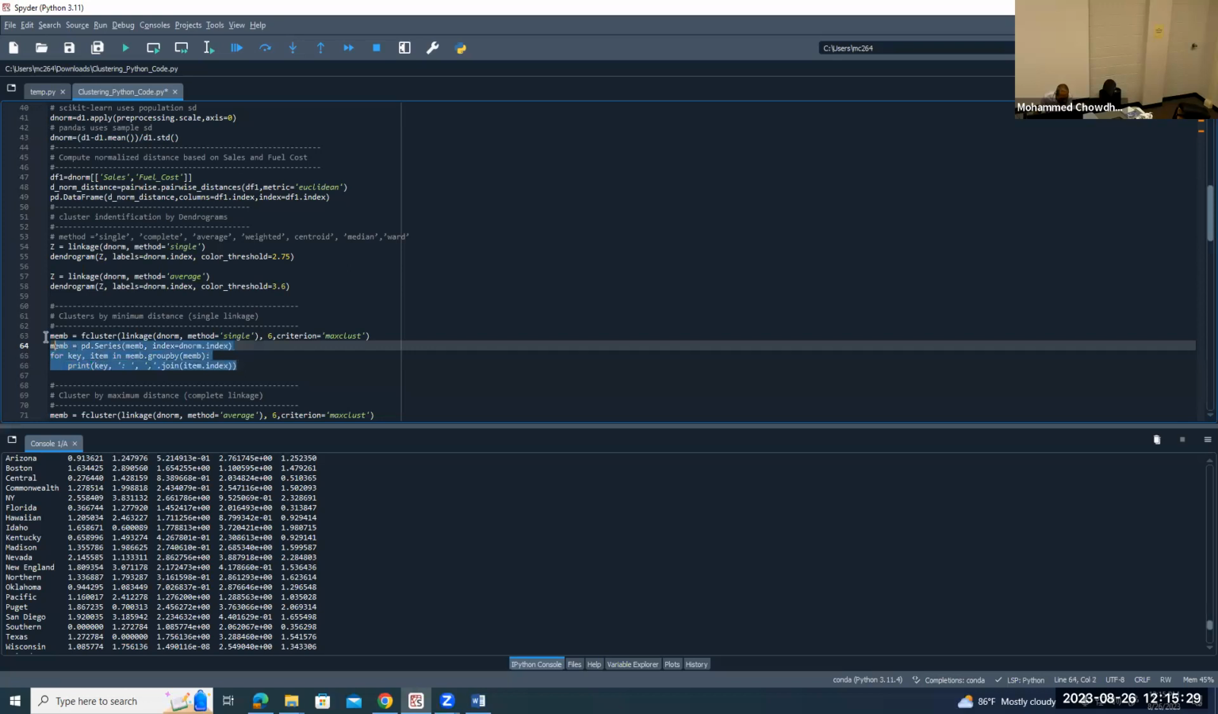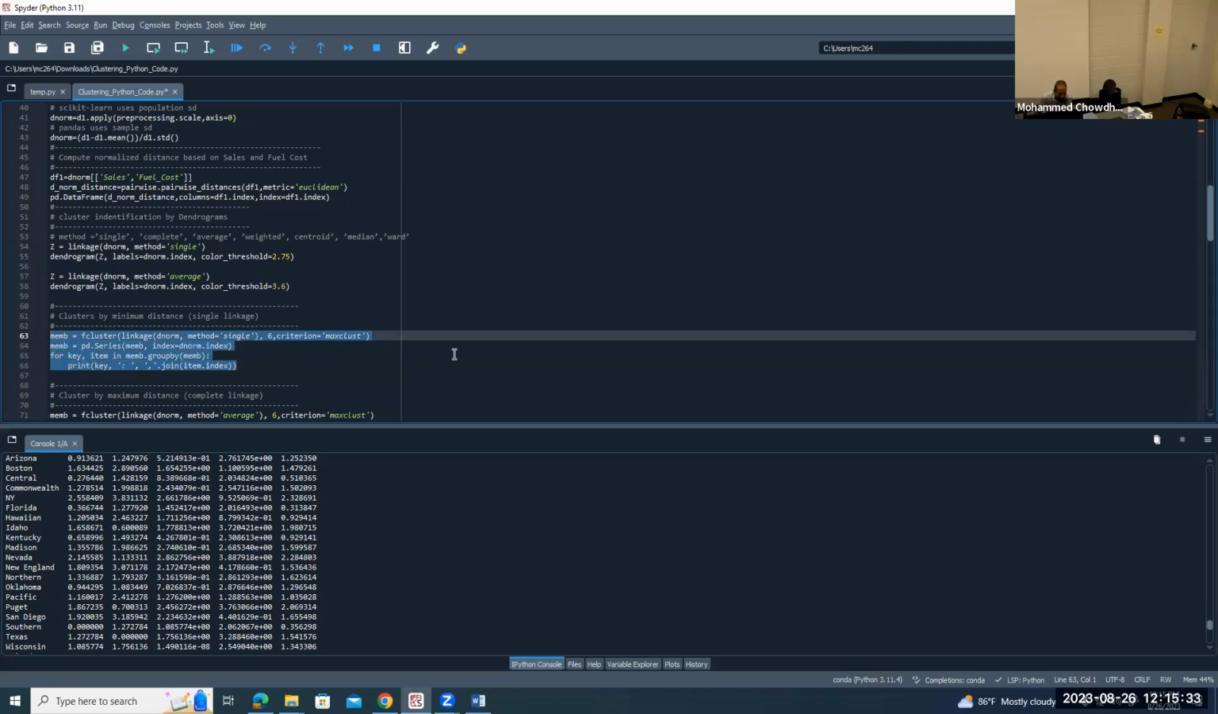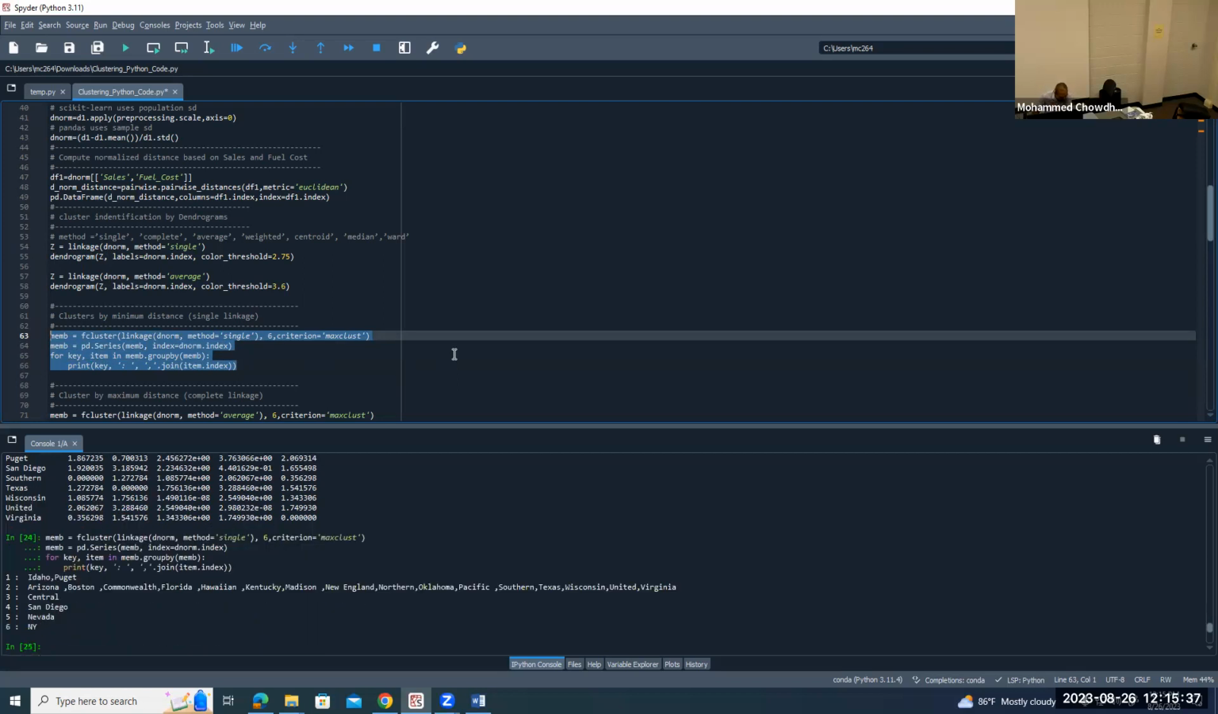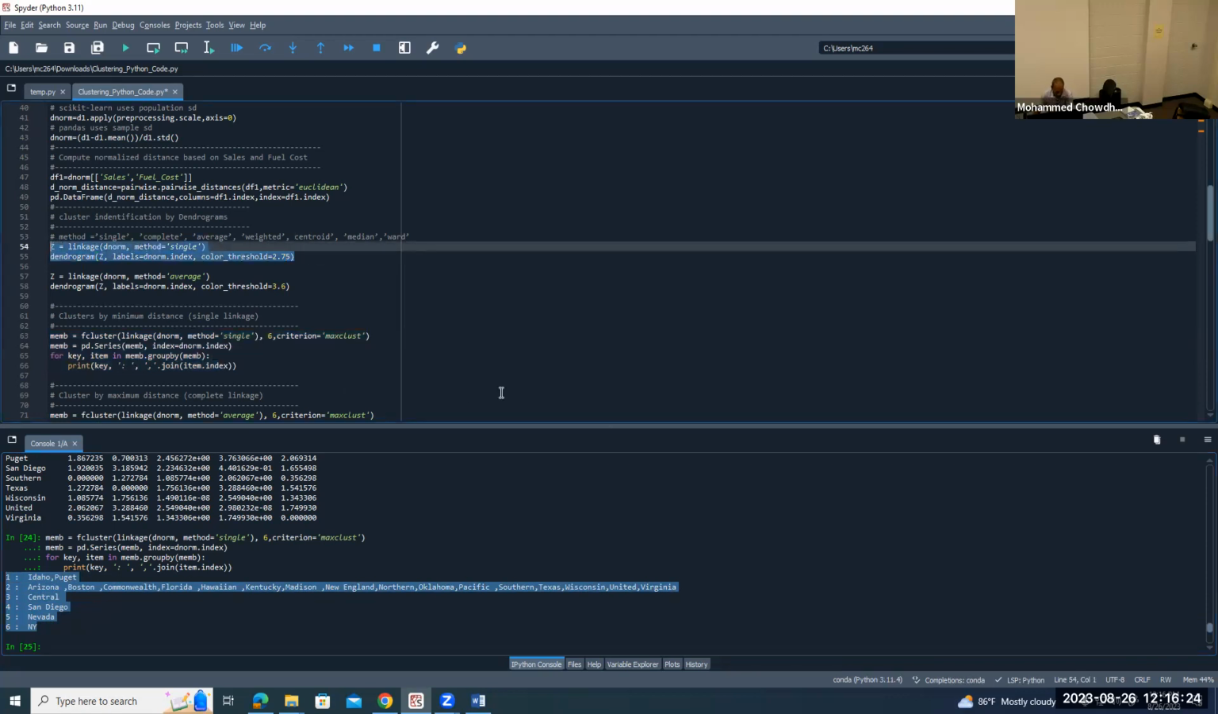Before running the dendrogram, that means the graph, we want to find the clusters by name. Here I found that Idaho and Puget is one cluster. Arizona, Boston, Commonwealth, Florida, Hawaii, Kentucky, Madison, New England, Northern, Oklahoma, Pacific, Southern, Texas, Wisconsin, United, and Virginia is another cluster. Central, San Diego, Nevada, and New York are each a singleton cluster. So there are 4 singleton clusters and 2 other clusters. One cluster has two utility companies, and the other cluster has the rest. Let us see these 6 clusters using the dendrogram.